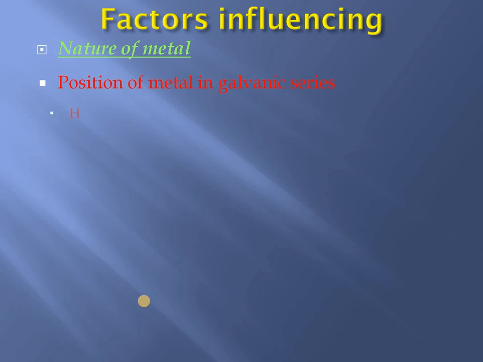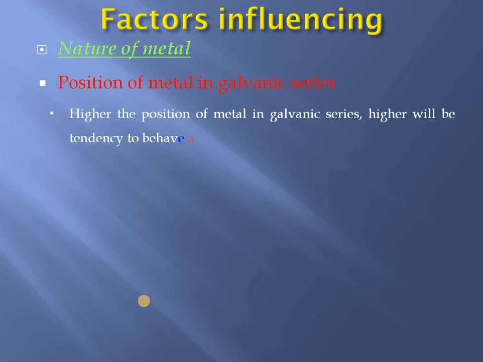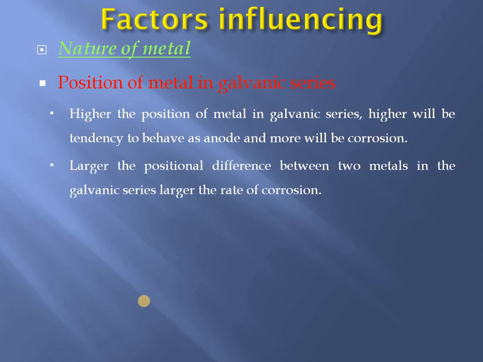It has been observed that the higher the position of the metal in the galvanic series, the higher will be the tendency of that metal to behave as anode and the more will be the rate of corrosion. If there is a larger difference between the positions of two metals in contact with each other in the galvanic series, then the rate of corrosion will be high. Vice versa, if the two metals in contact have close positions in the galvanic series, then the rate of corrosion will be less.